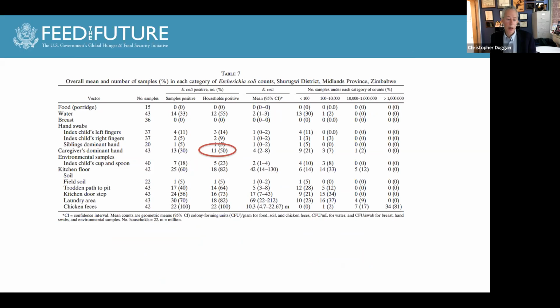Next slide. 50% of the caregiver's dominant hand cultured positive for Escherichia coli. Next slide. 73% of the kitchen doorstep was positive for E. coli. Next slide. And not surprisingly, 100% of the chicken feces that were found in and around the house cultured positive for a bug that's known to be in the gastrointestinal tract of humans and animals. Next slide.